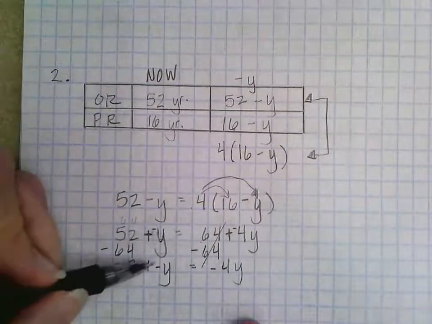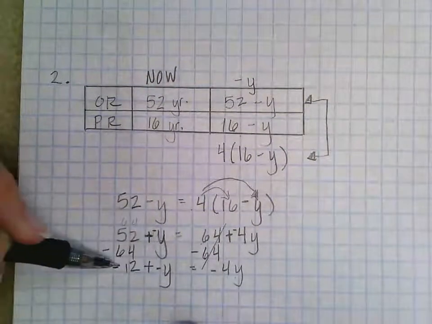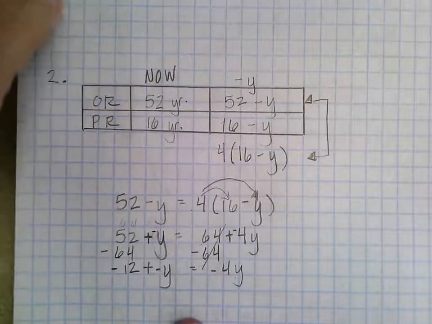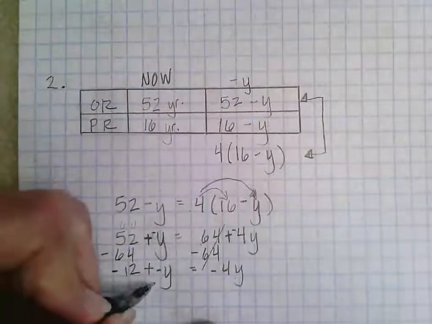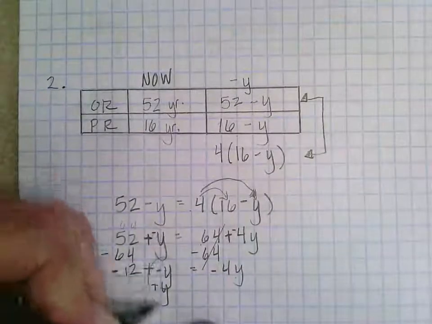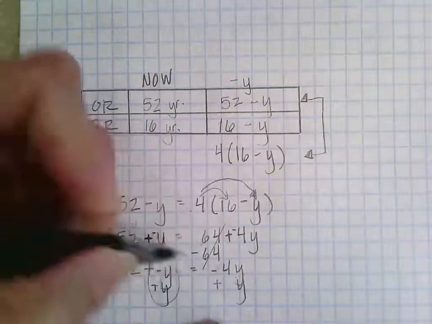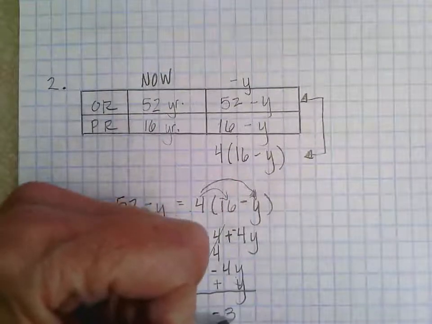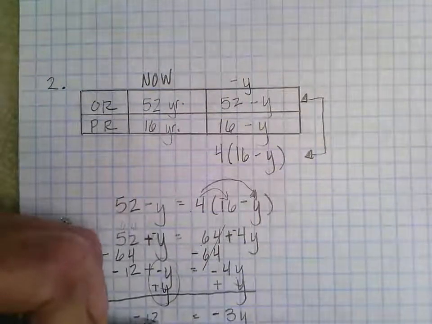So now I have y's on one side, but I have y's and numbers on the other side. So what I can do is I can add a y on this side to get these to 0 because they're opposite, and add a y over here, and then I'm going to get negative 3y equals negative 12.